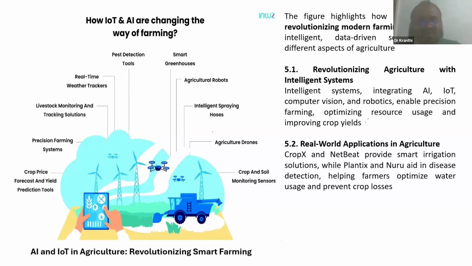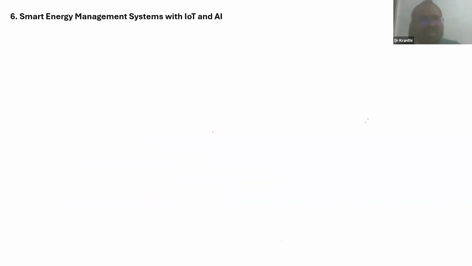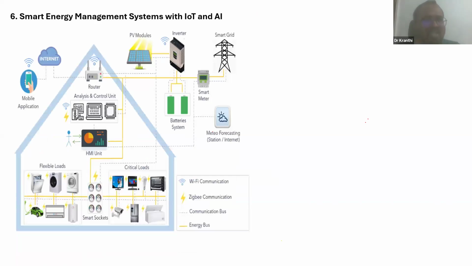So these are the setups, and the next case is a smart energy management system with IoT and AI. It is one of the applications. Before that, I talked about agriculture. Wherever you go, the common thing is to receive the data, store the data, and perform some analytics. But from application to application, things change: sensors change, devices change.